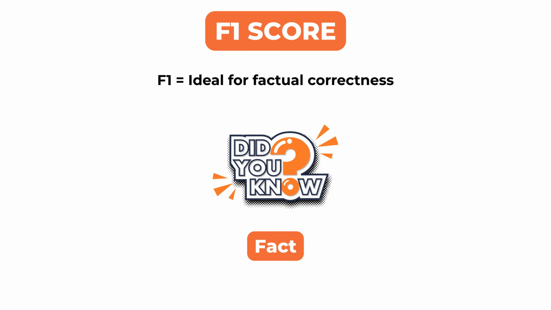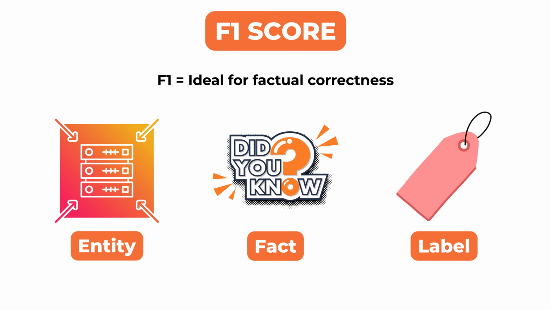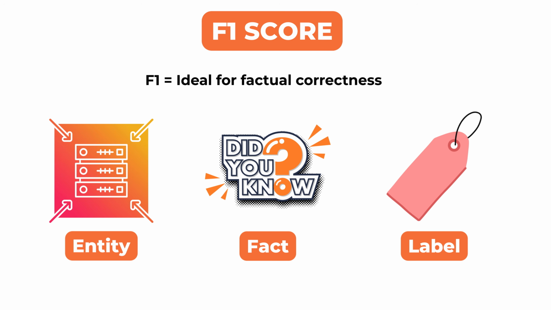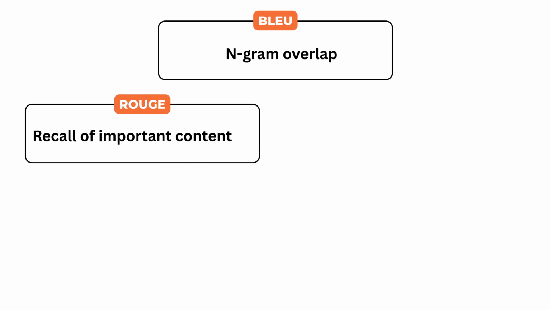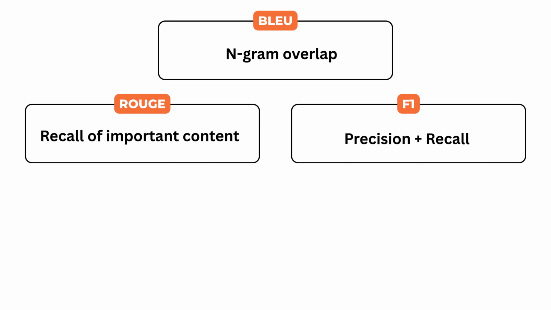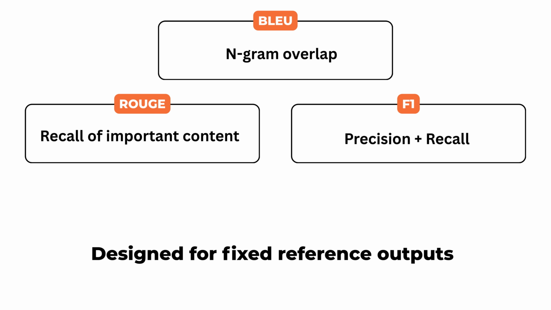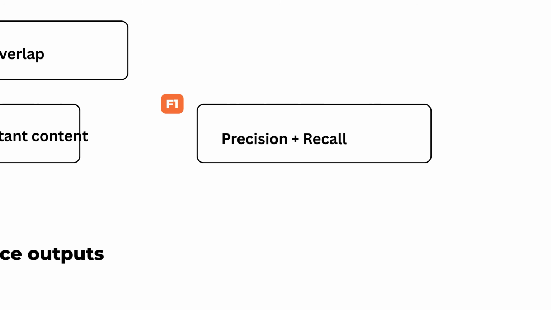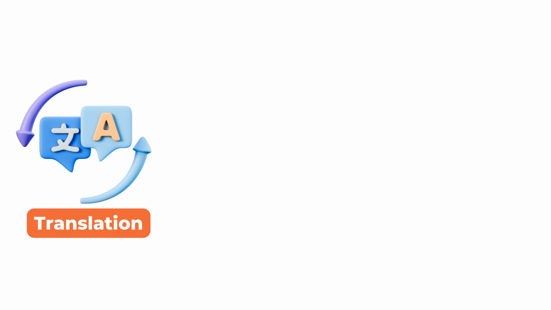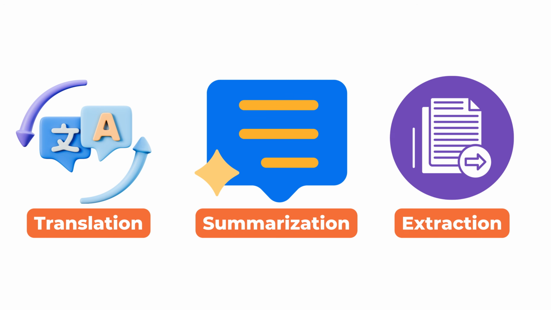This makes F1 a strong metric for evaluating tasks where capturing the right fact or entity is more important than matching the entire sentences. Okay, so traditional metrics like BLEU, ROUGE, and F1 work well when there is a fixed reference answer and the goal is to match its wording or important elements. They are perfect for translation, summarization, and extraction.